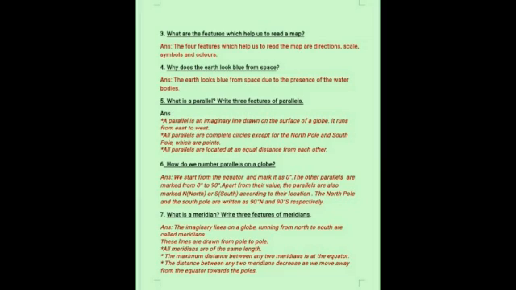Next one. What is a meridian? Write 3 features of meridians. So the imaginary lines on a globe running from north to south are called meridians. And these lines are drawn from pole to pole. So what are the features of the meridians? All meridians are of the same length, and the maximum distance between any two meridians is at the equator, and the distance between any two meridians decreases as we move away from the equator and towards the poles.